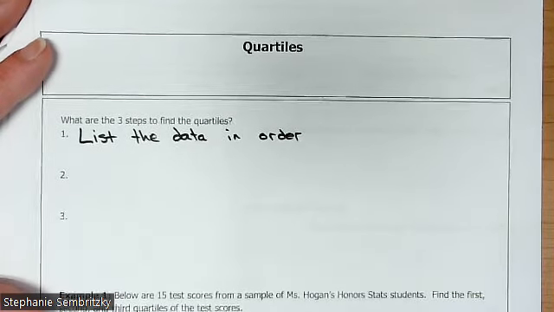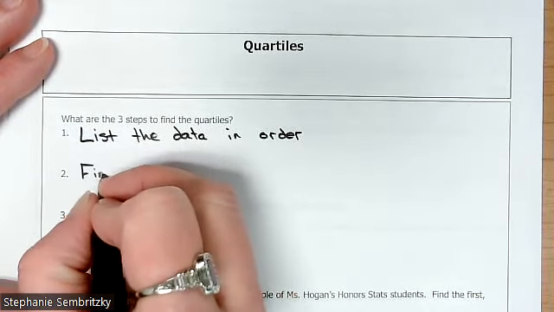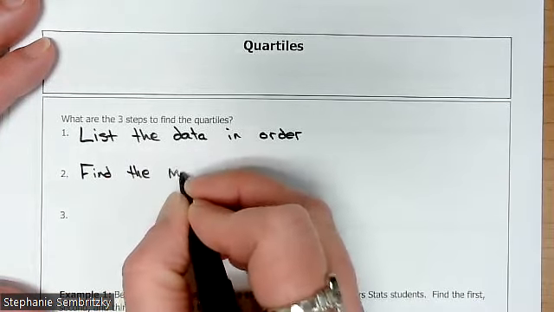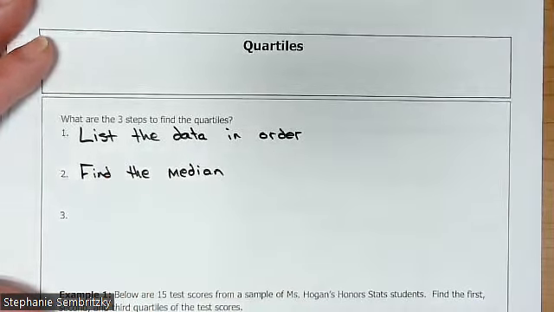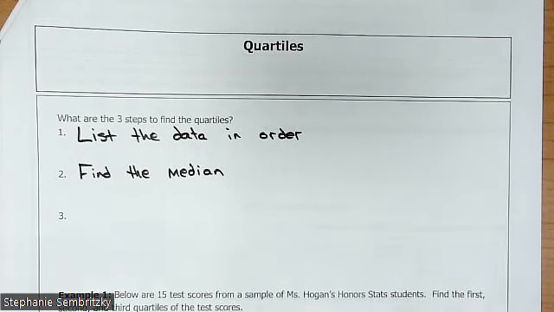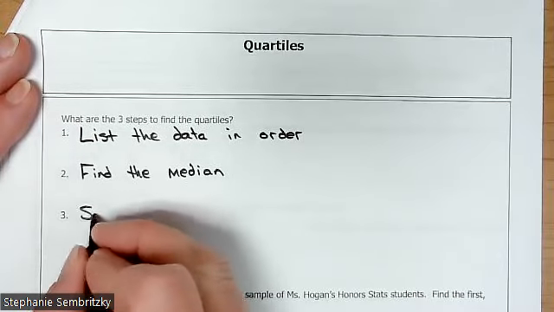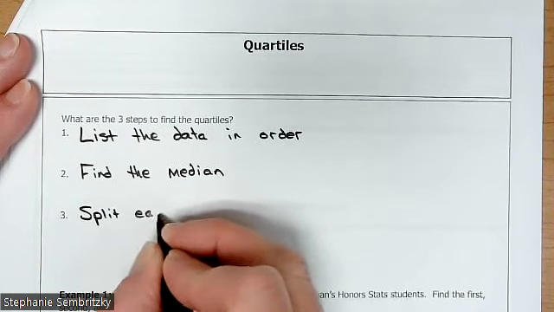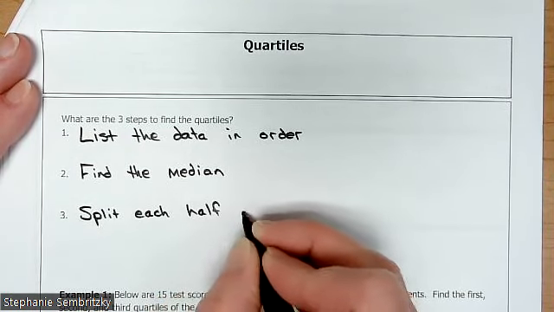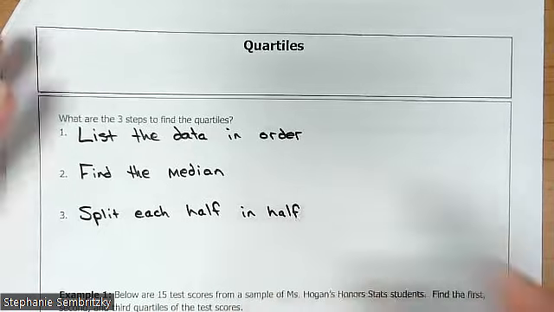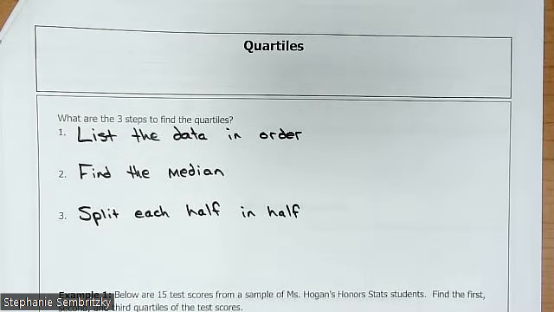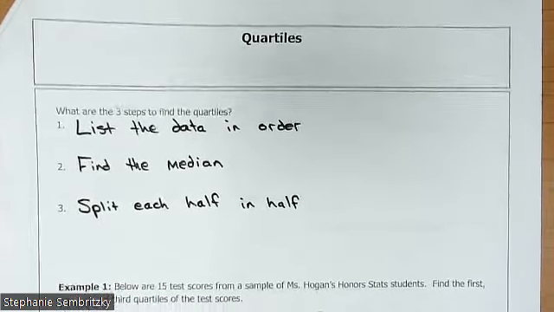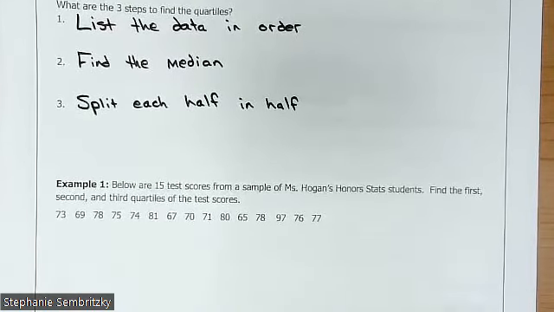Now, the easiest thing to do is to find the median. You're going to find the middle of your data. The median splits your data in half. You got 1/2 lower, 1/2 bigger. So to find your quartiles, you'll next split each half in half. If you split a half in half, now you got quarters. Quarter, quarter, quarter, quarter. So we're going to do the first one by hand. I'll also show you how to use the calculator, but we'll do the first one by hand. It's just 15 test scores, not too hard.